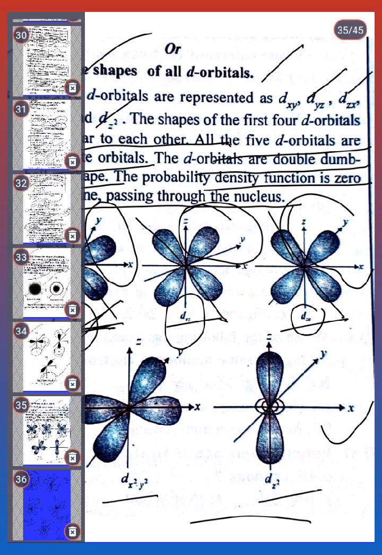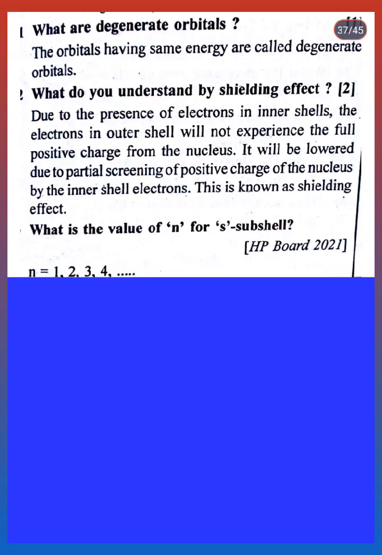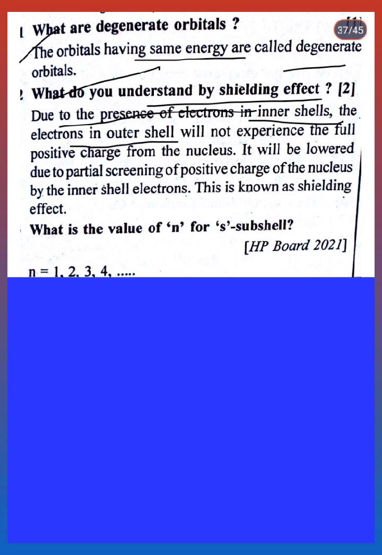If any student still has difficulty, please ask. Next, what are degenerate orbitals? The orbitals having the same energy are called degenerate orbitals. Next, what is understood by shielding effect? Due to the presence of electrons in the inner shell, the electrons in the outer shell do not experience the full positive charge from the nucleus. It is lowered due to the partial screening of the positive charge of the nucleus by the inner shell electrons. This is called the shielding effect.